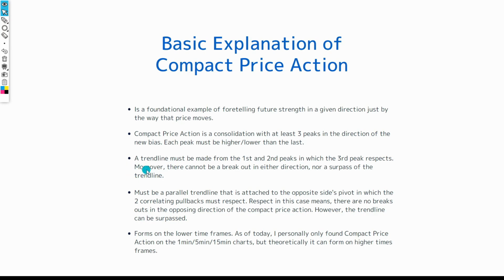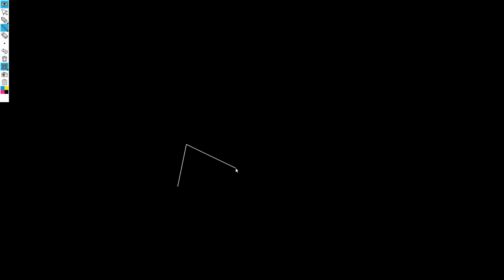Okay, number 3. A trend line must be made from the first and second peaks in which the third peak respects. All right, so let's first cover that. For this example, we will be using 3 peaks, but recall one of the rules stated it just has to be at least 3 peaks. So for example, if there were consecutive higher highs and there were 5 peaks, if all the rules are intact, well, that's still legitimate compact long price action. And so in other words, the third peak that I'm mentioning is also referring to the last peak of the compact price action. So just keep that in mind.